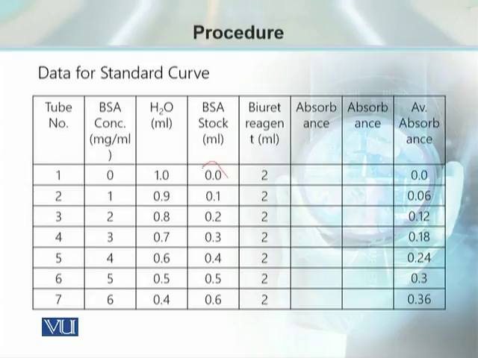If you look at this, the total volume is 1 milliliter in every case. But as we proceed further, we decrease the volume of water and we add the volume of known standard, that is bovine serum albumin. And then this mixture is going to be used for the assay to prepare the standard curve, and that standard curve will be used to determine the concentration of unknown sample.